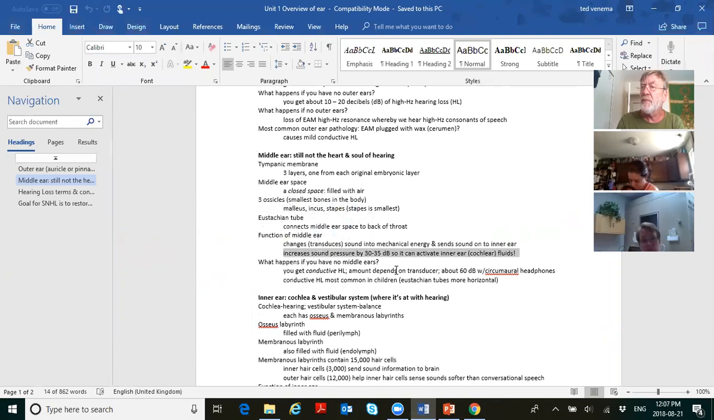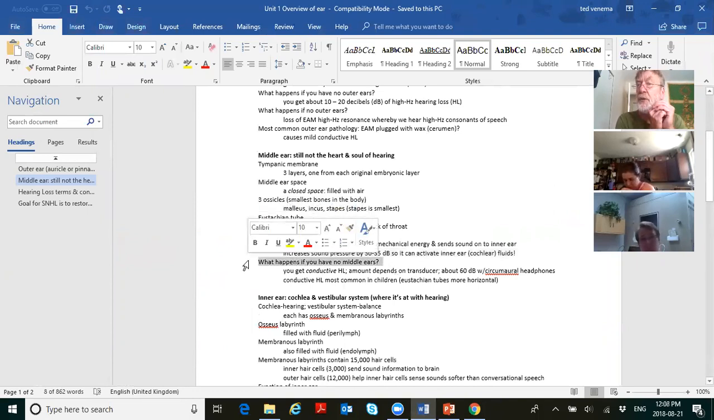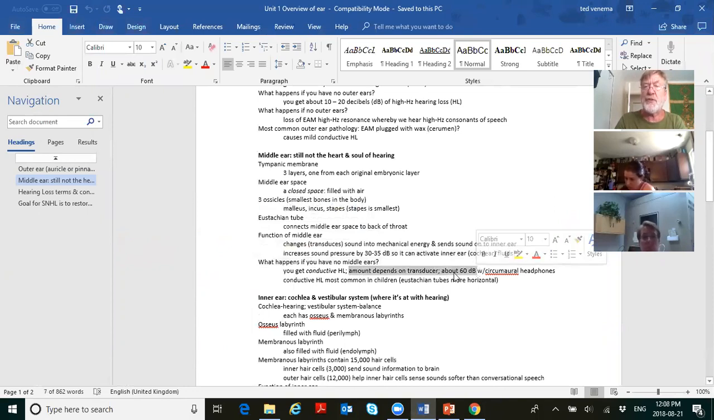cochlear fluids. So what happens if you've got problems with the middle ears or no middle ears? Just like the outer ear, you have a conductive hearing loss. The amount depends on the problem. Don't worry about that. You'll learn about that later. Just circle about 60 dB. If you had completely messed up middle ears, you'd have about a 60 decibel hearing loss. In English, that means you'd need sounds to be at least 60 decibels to just barely hear.